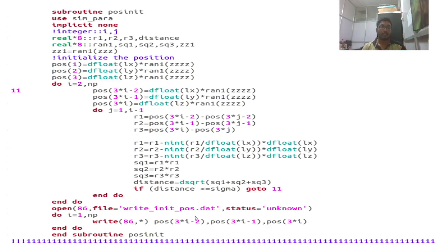Okay, and then the initial position has been written in a particular file in this way, that means the x, y and z coordinates for the particular particles. So it will write all of the position data for each of the particles in this fashion.